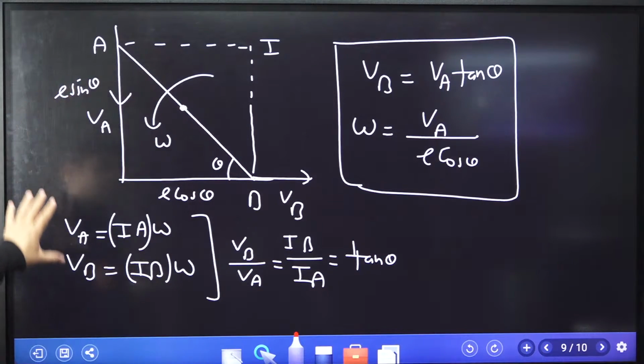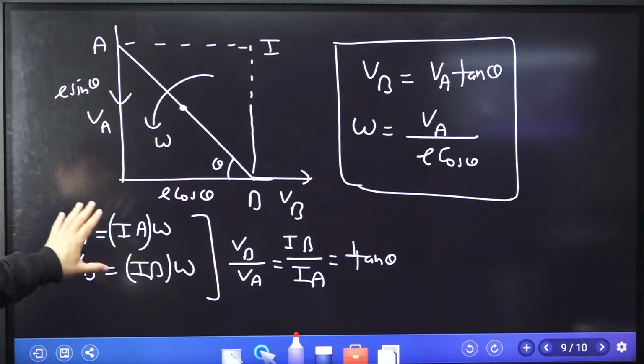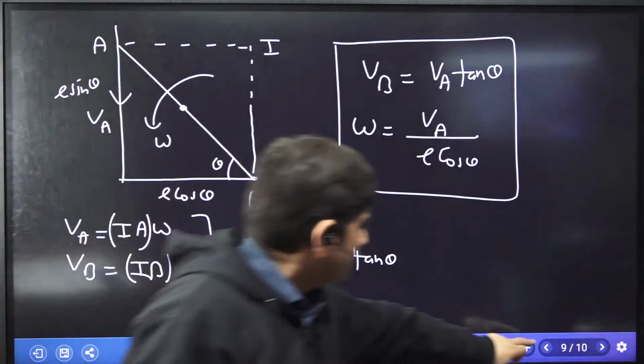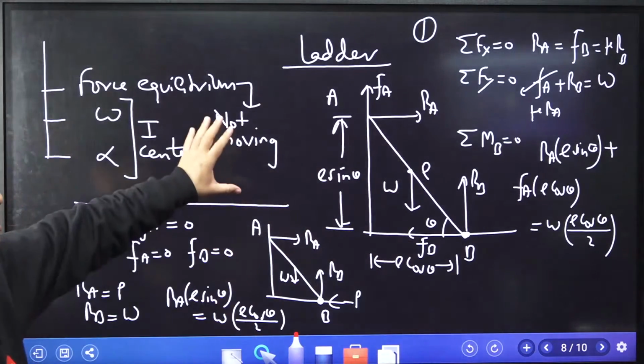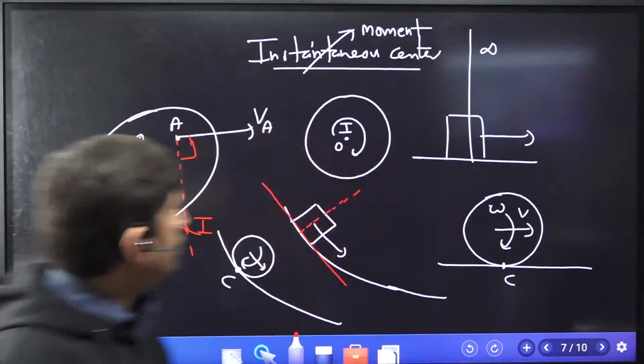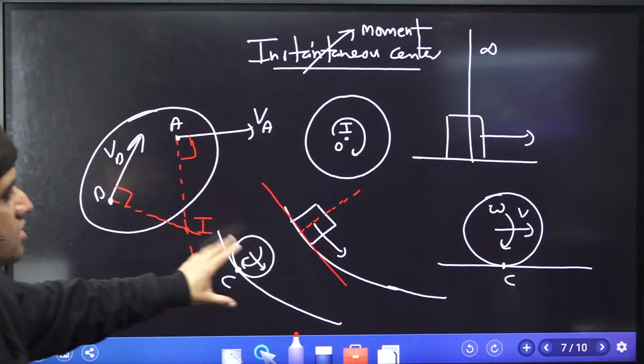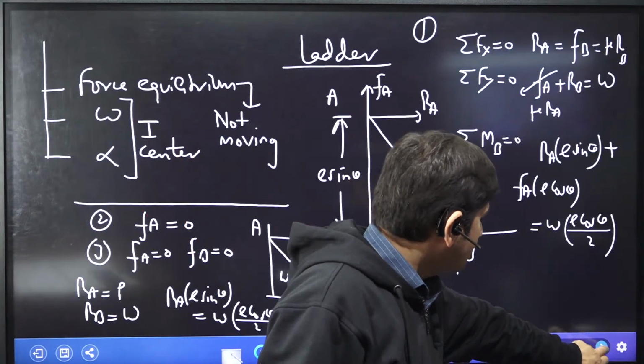Have you understood this? This is the part of the ladder. From the velocity, this is the force equilibrium of the ladder, and this is the instantaneous center. How are we to find the instantaneous center?